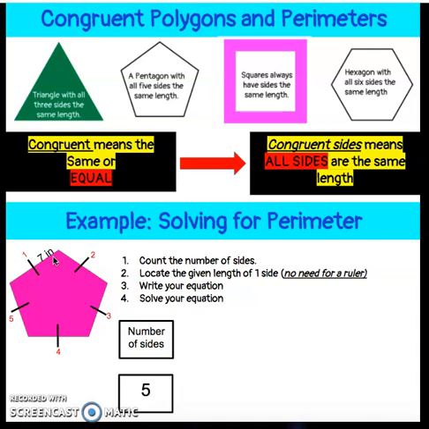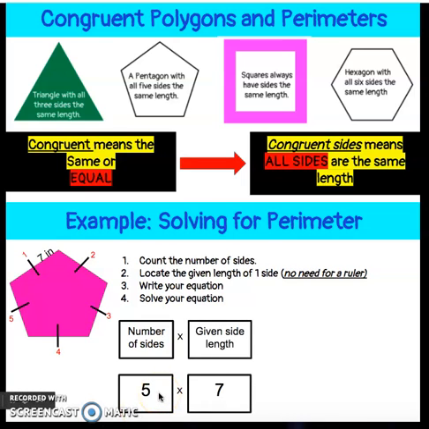Okay, so what do I do with that 7 inches? Well, I'm going to multiply. So I'm going to have 5 sides. Think of my sides as my groups, and my 7 inches as my in each group. I have 7 inches in each side. So I'm taking 5 times my length of 7, and we're going to find the total. Or in this case, we're going to find the perimeter.